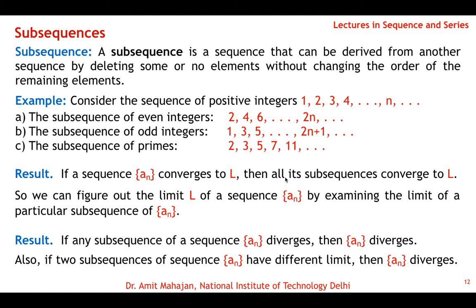We have already seen this as an example, say the sequence 1, minus 1, 1, minus 1, 1, minus 1, and so on. If you take the subsequence 1, 1, 1, 1, it converges to 1. If you take another subsequence of minus 1, minus 1, minus 1, and so on, it converges to minus 1. So there are two subsequences converging to two different limits, and the original sequence 1, minus 1, 1, minus 1, is a divergent sequence.